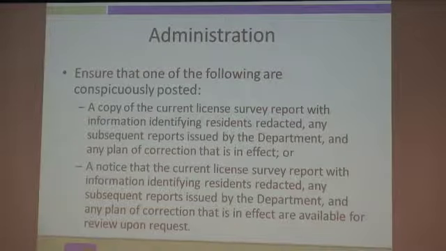Administrators shall ensure that one of the following is conspicuously posted. Basically, the current licensing survey report, and any information, of course, with the resident's name redacted, and any subsequent reports from the department. Now you can either post that or you can post a sign saying where they can obtain that information.